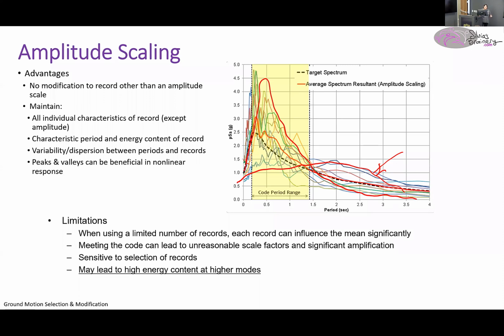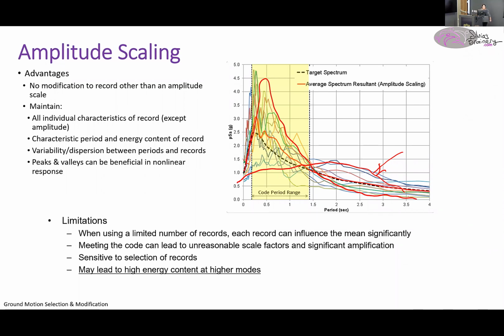The problem with amplitude scaling is when you're using a limited number of records, one record can influence everything. And that's why oftentimes structural engineers will go to the geotech and say, oh, I don't like this record, give me a different one. Meeting the code can lead to unreasonable scale factors, which is what I just showed you earlier, just to meet it at that one little point. It's very sensitive to your initial selection of records. It can give you very different results and different averages, and so you kind of need to iterate on that.